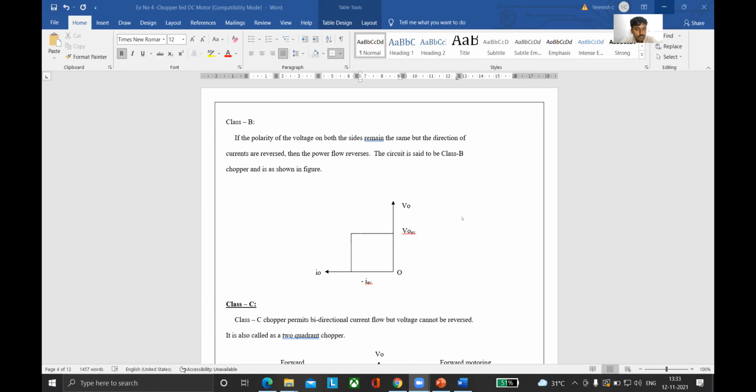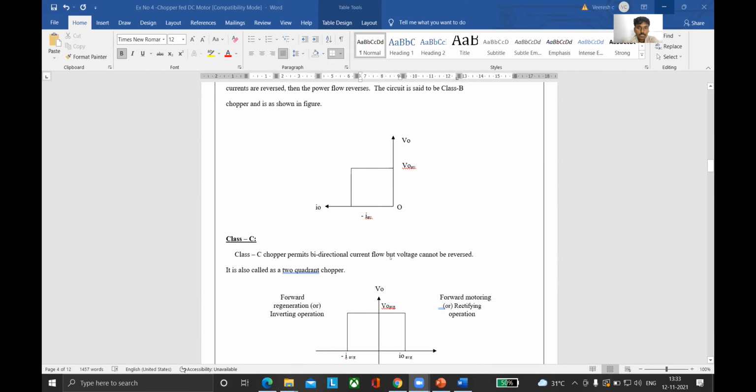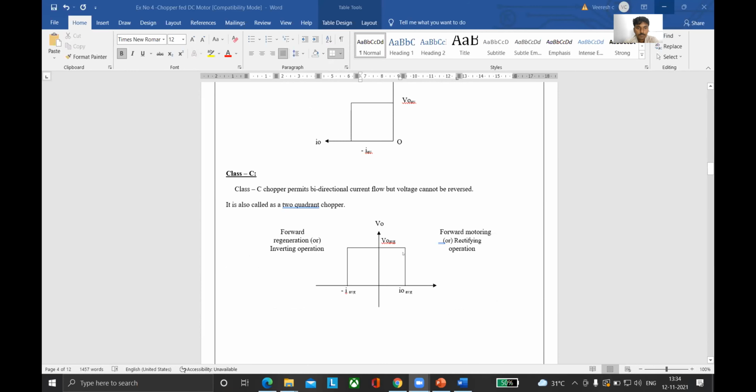So in the type B chopper, the output voltage is positive and the output current is always negative, because the current flows from load to source always, even when the switch is in on condition or in off condition. Clear? So that's why it will be operated in the second quadrant.